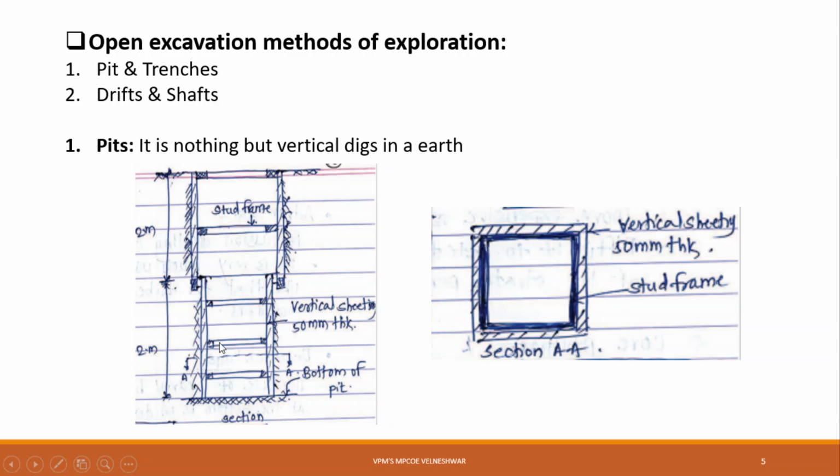See here, the horizontal portions are your studs. These are stud frames on the periphery of your pit. And those stud frames are fitted with vertical sheets of 50 mm thick. So these are the vertical sheets, and the vertical sheets are on all sides. From all sides you have to provide lateral support, that is the stud frame, so that the material outside the sheet cannot cave into your pit. So that is necessary.